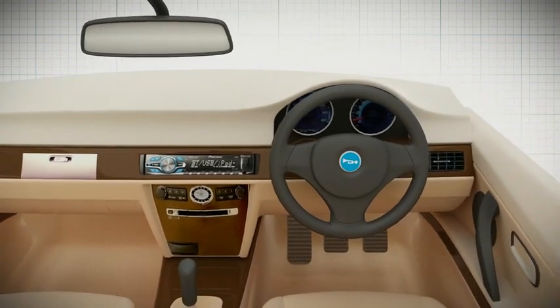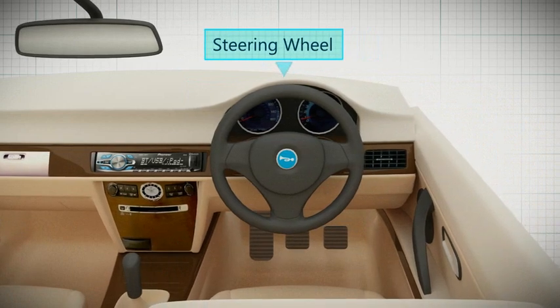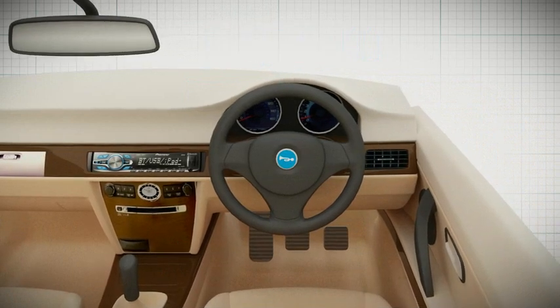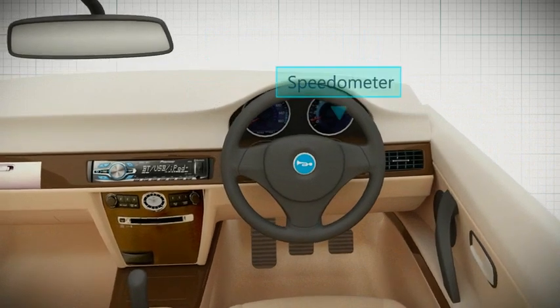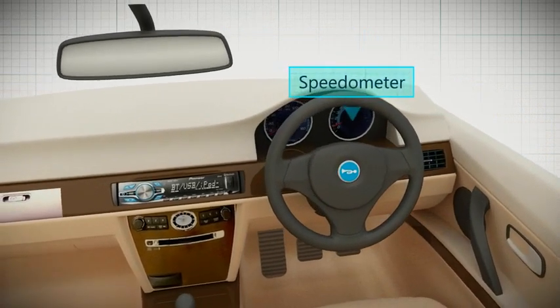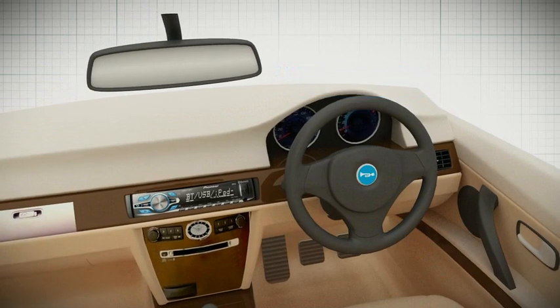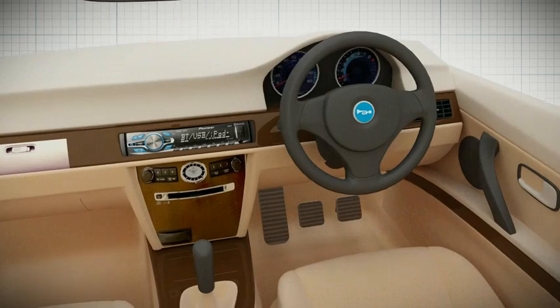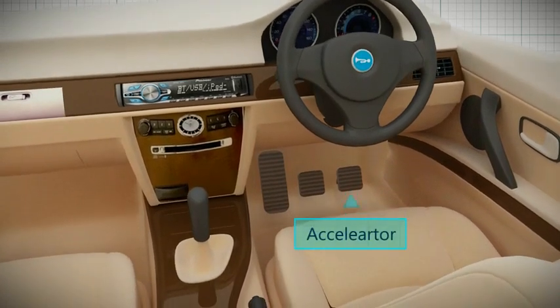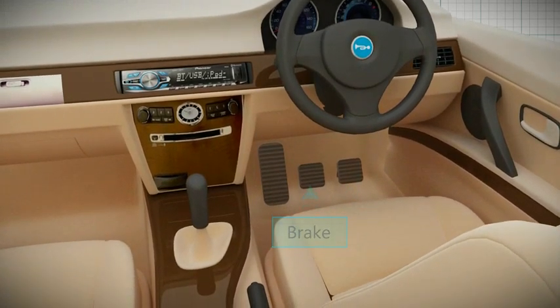There is a steering or steering wheel which is used to give direction to the car. The steering wheel has a horn in it. In front of the driver, there are several meters like speedometer, fuel gauge, and temperature gauge. There are 3 pedals for the driver, namely accelerator, brake, and clutch.